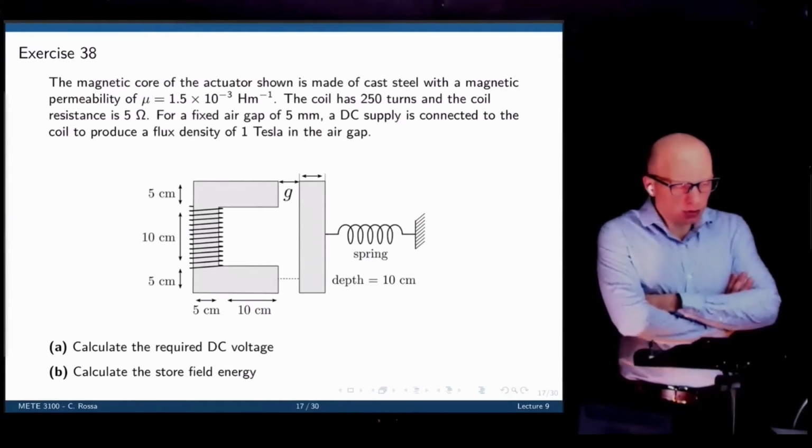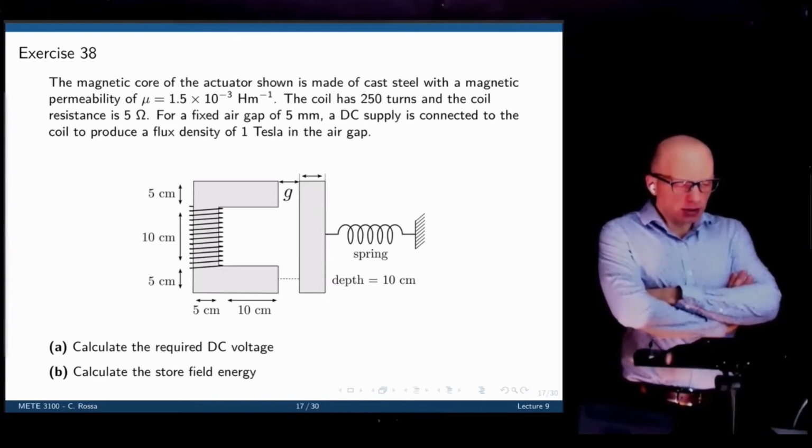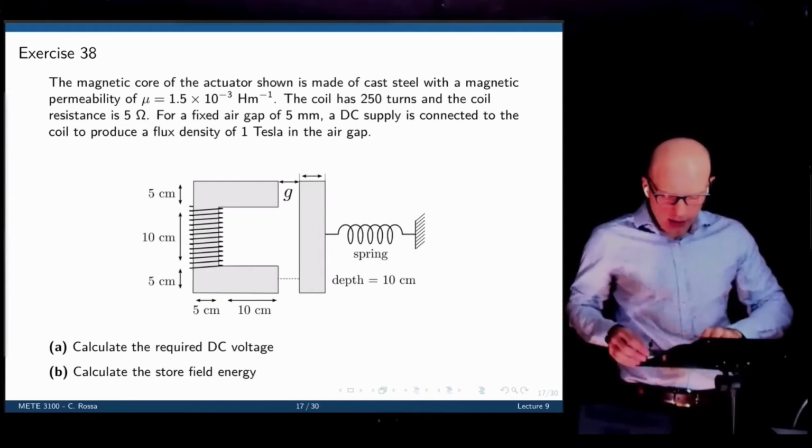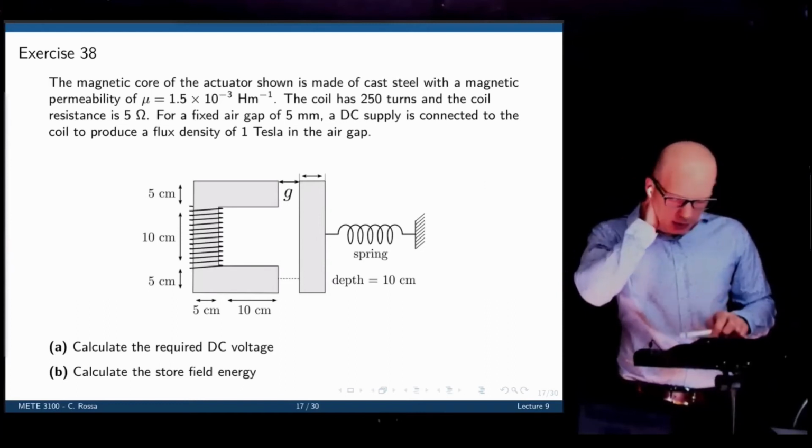The coil has 250 turns and the coil resistance is 5 ohms. For a fixed air gap of 5 millimeters, a DC supply is connected to the coil to produce a flux density of 1 Tesla in the air gap. Calculate the required DC voltage and calculate the stored field energy.